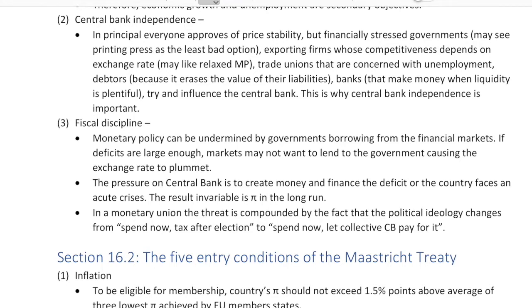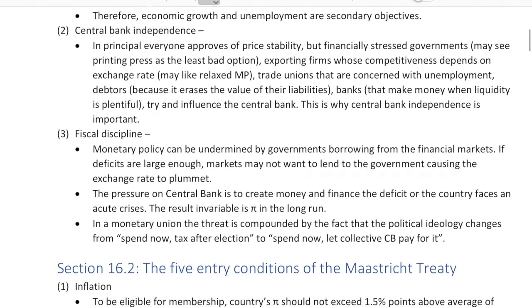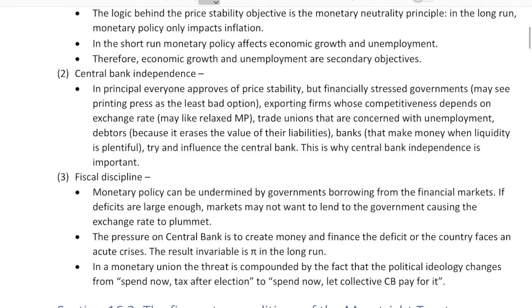So the pressure on the central bank to create money and finance the deficit was very high, right? And this in turn causes inflation in the long run. So remember, our first point was price stability, and fiscal indiscipline, in the grand scheme of things, just causes inflation.